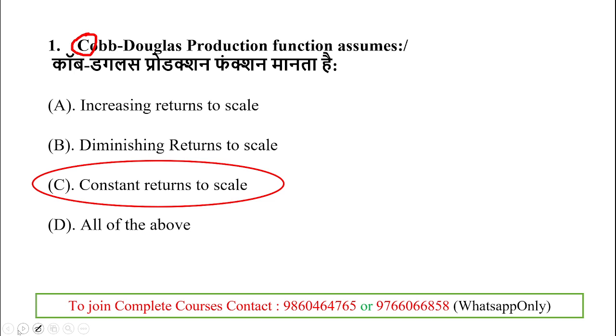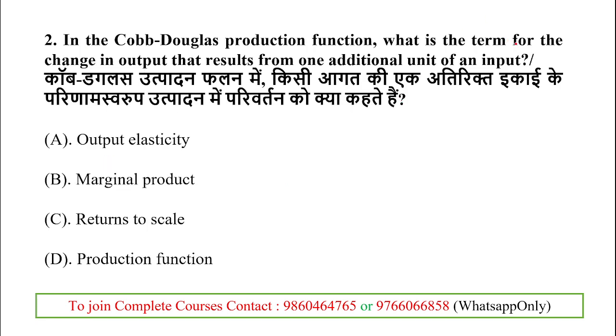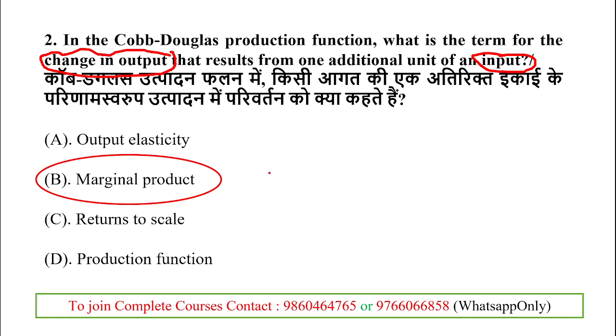Okay. And the next question, in the Cobb-Douglas production function, what is the term for the change in output that results from one additional unit of an input? So here we want to know the two terms, change in output and also input. The options are output elasticity, marginal product, returns to scale, production function. We all know the answer, that is MP, marginal product. The relation between input and input gives MRTS, and the relation between input and output gives marginal product.